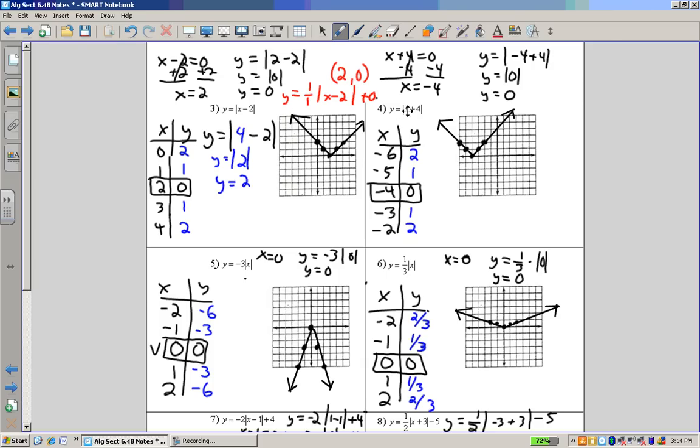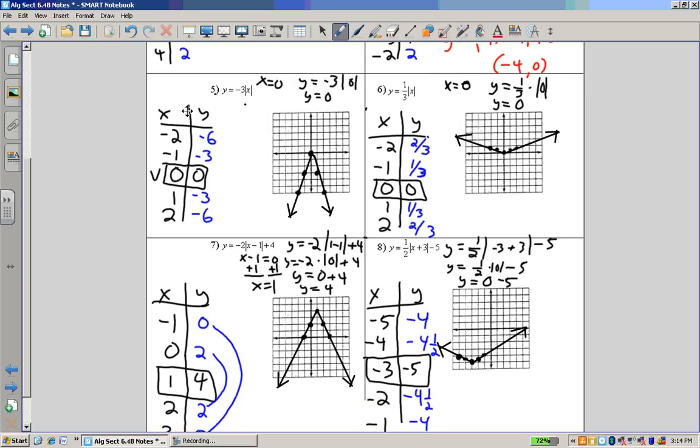Number 4, same thing. I say y equals 1 divided by 1 times the absolute value of x plus 4 plus 0. Opposite of this one, which is negative 4, and then this one is regular, 0. So negative 4, 0. To the right of the vertex, I rise 1, run 1. Then match it going the opposite direction to form the V.